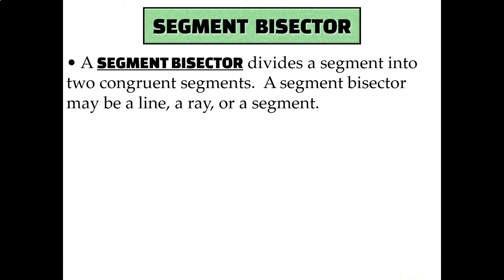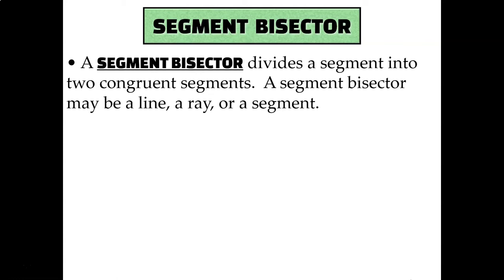Well, we all know what a segment is. It's an infinite collection of points confined between two endpoints. But what's a bisector? When you see the prefix bi, like bicycle, you should think two. And the sector part basically means cut. So it's a segment that's been cut in two.